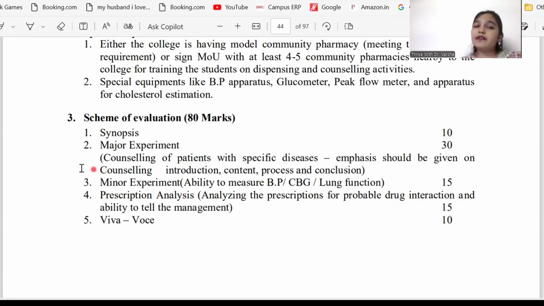As we said about the major experiment, in that you will have to act as if you are going to counsel a patient with certain diseases. Your fellow classmate will be there as a patient, and you will counsel them on diabetes: how you will tell them this diabetes is like this, and then how they should consume the drugs. If a dose is missed, they should not repeat it. This is the tablet in the morning, this is at night. So you will be doing that experiment as an act.